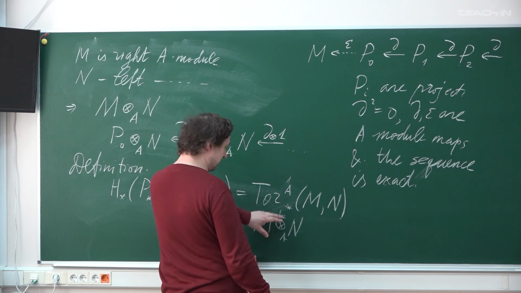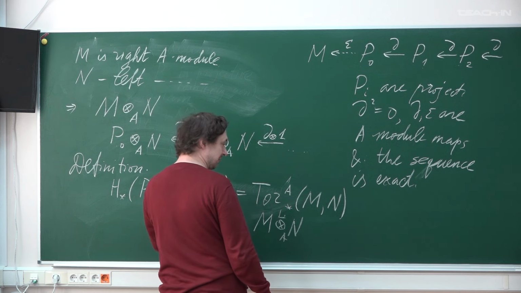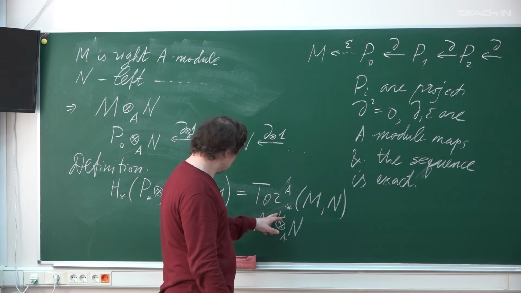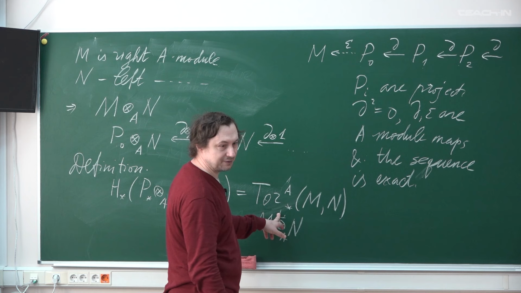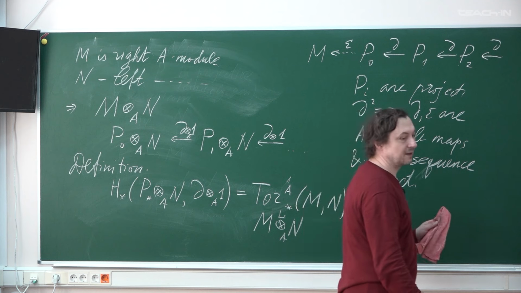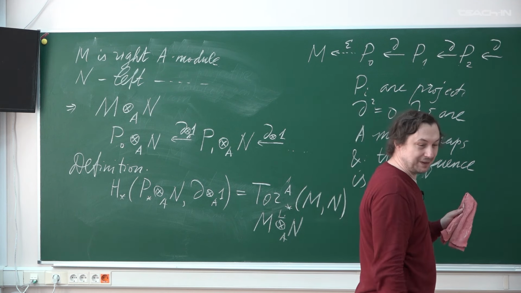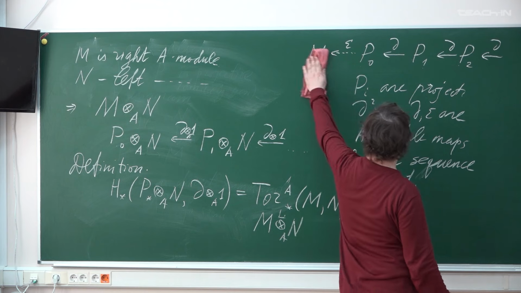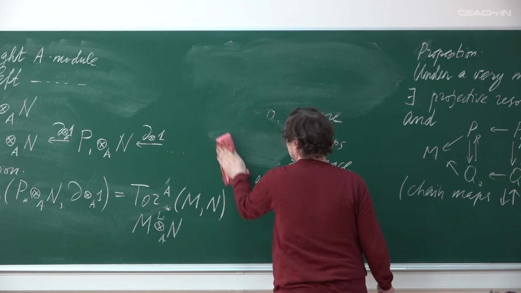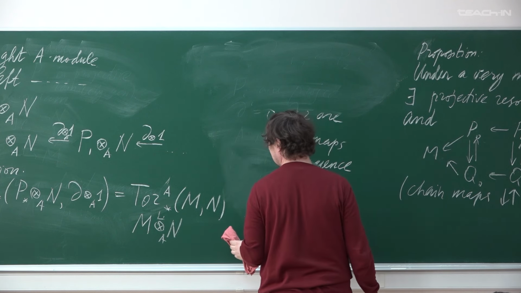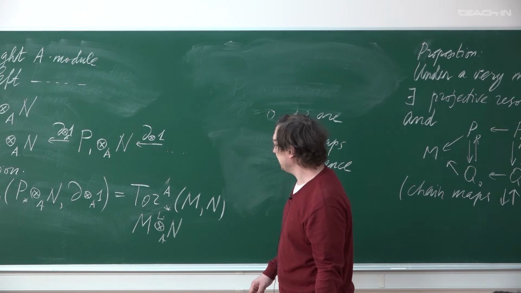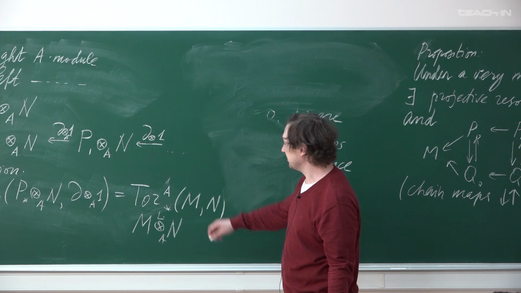I'm not going to go into the theory of derived functors, left derived functors, right derived functors. I don't want to go there. I think this is left derived. I'm not sure whether it's left or right. I think it is left. By the way, I always confuse left and right functors. This is just the standard way to introduce torsion groups.